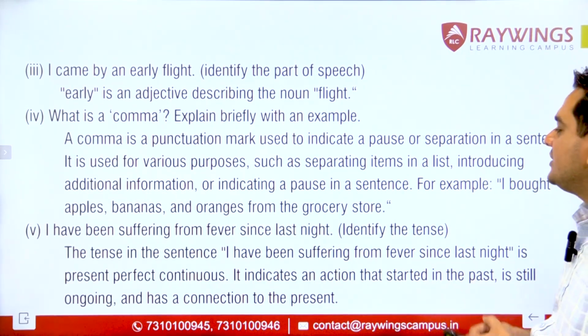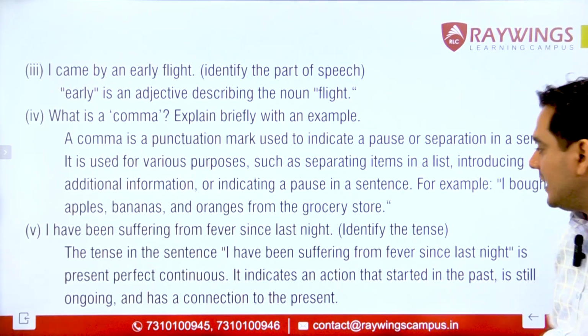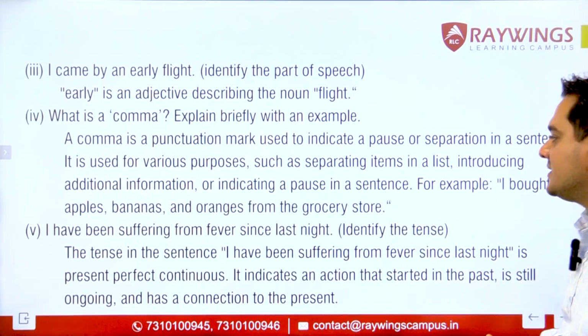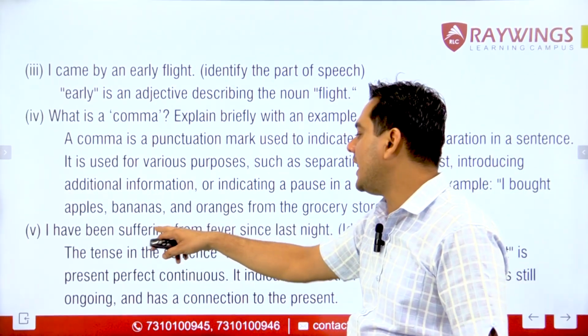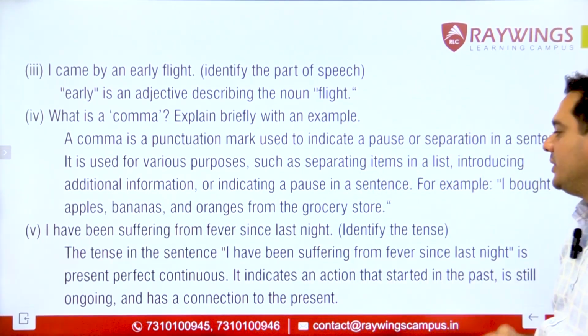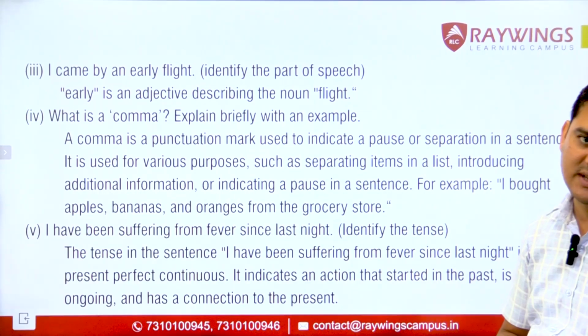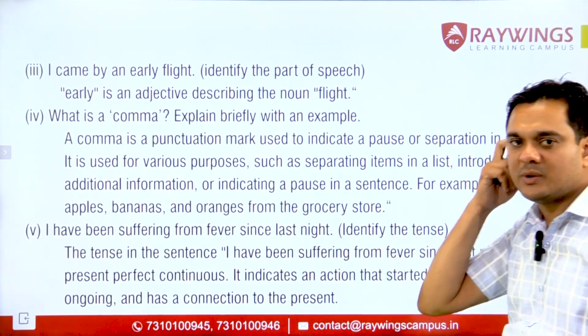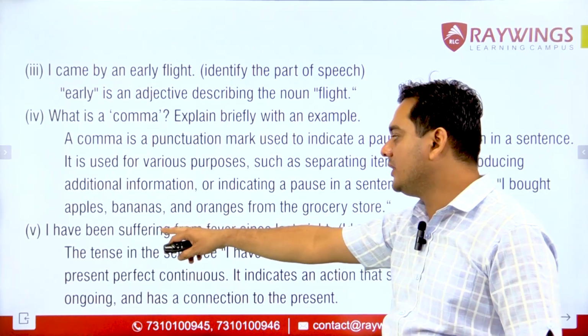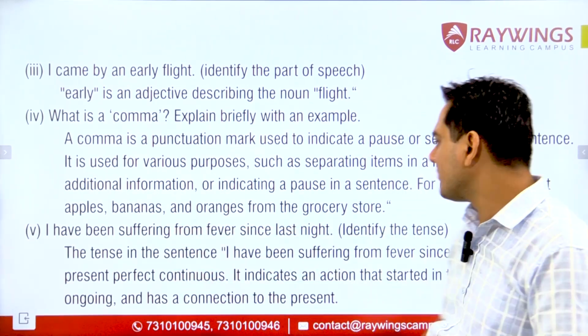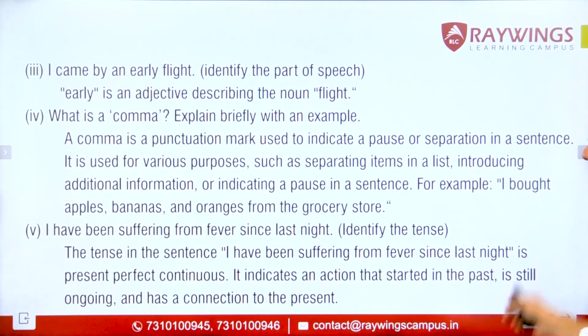Next sentence is I have been suffering from fever since last night, and it says to identify the tense. Now, since have been is used along with the ing form of the verb, it has to be in present perfect continuous tense. So when you see the structure of present perfect continuous, has been, have been is there along with the main verb plus ing form. So I have been suffering from fever since last night is a present perfect continuous tense. It indicates an action that started in the past and is still ongoing and has a connection to the present, right? So this was all about this sentence.